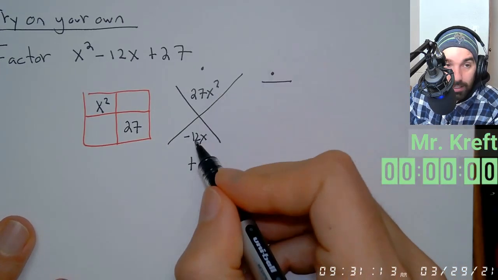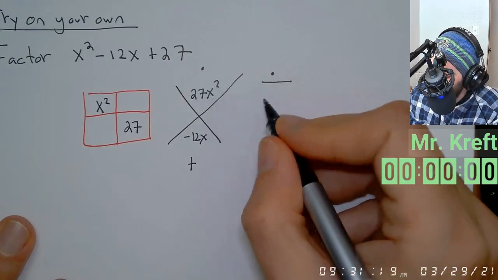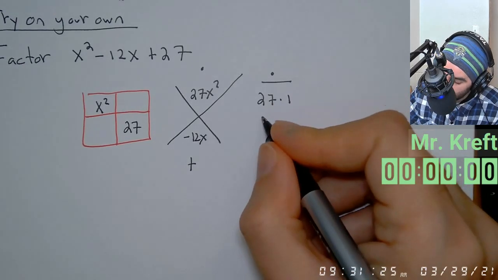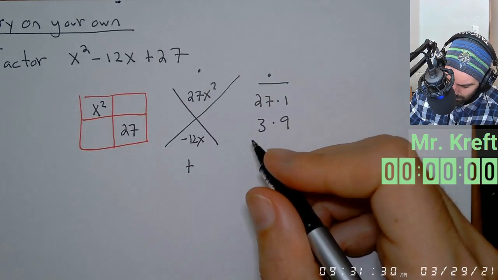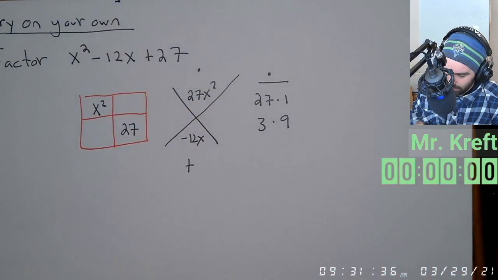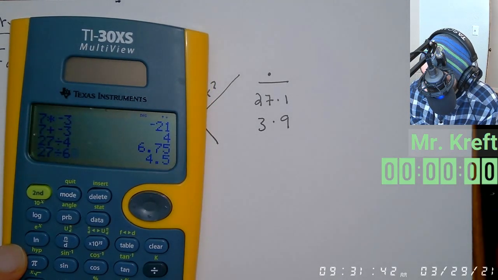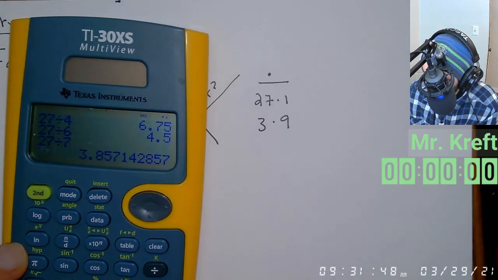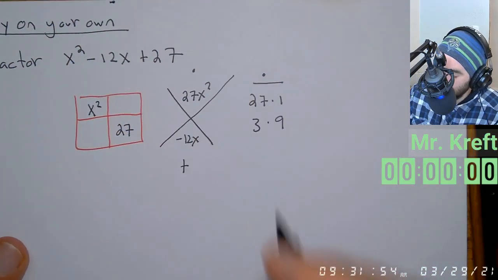So when I go to do this, if I'm going to add to negatives, they're going to both have to be negative. So the first thing I'm going to do is what times what gives me 27. So I have 27 times 1. I get 3 times 9. Is there anything else that gets 27? Sometimes you can, right? So if I go 27 divided by 4, nope. 27 divided by 6, nope. 27 divided by 7, nope. 27 divided by 8, nope. Okay, so that looks like it. Just doing some guess and check there.